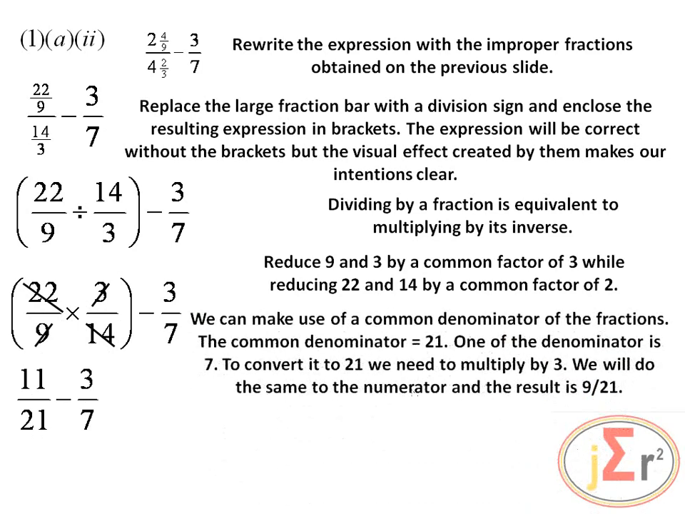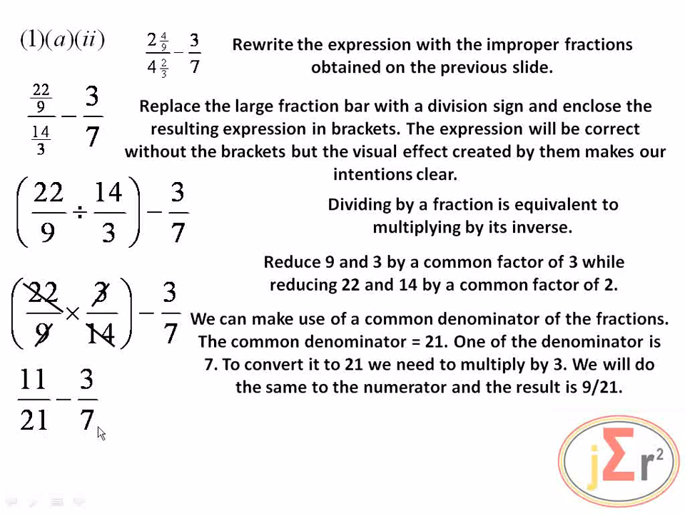We may make use of a common denominator of the fractions. The common denominator is 21. One of the denominators is 7. To convert 7 to 21, we need to multiply 7 by 3. In so doing, we also need to multiply 3 by 3. So 7 multiplied by 3 is equal to 21.